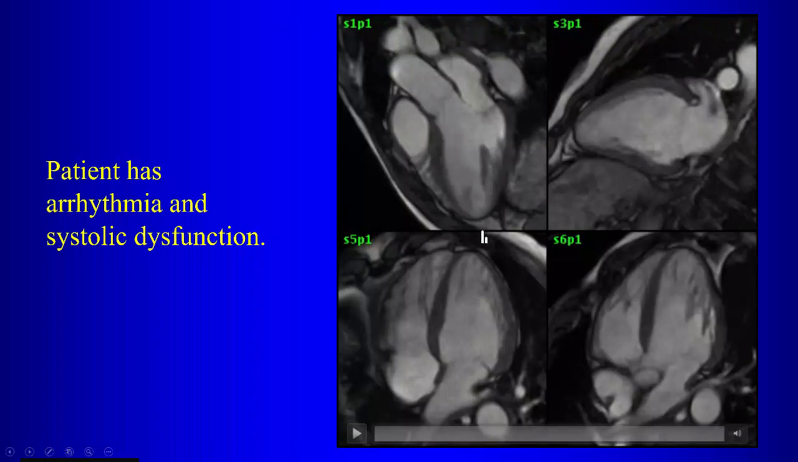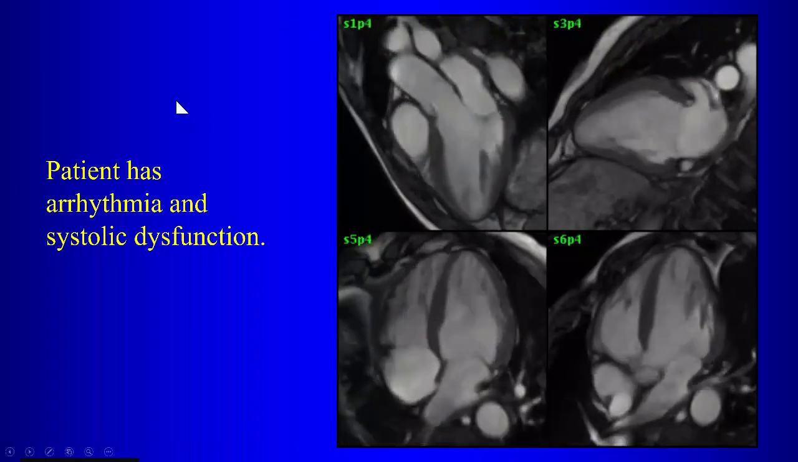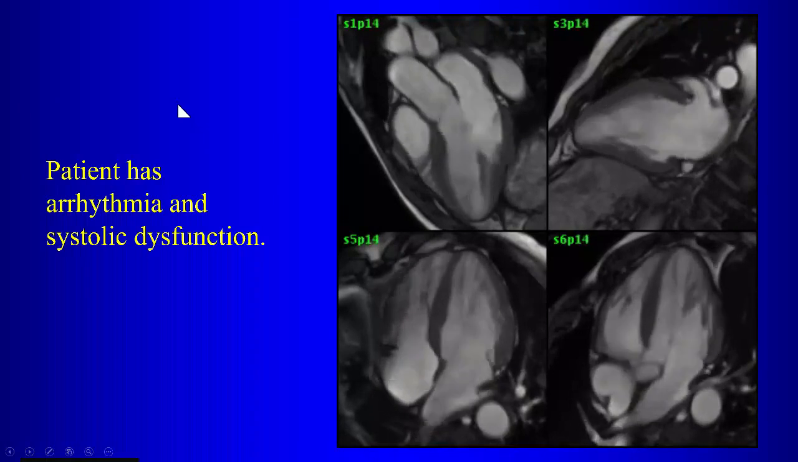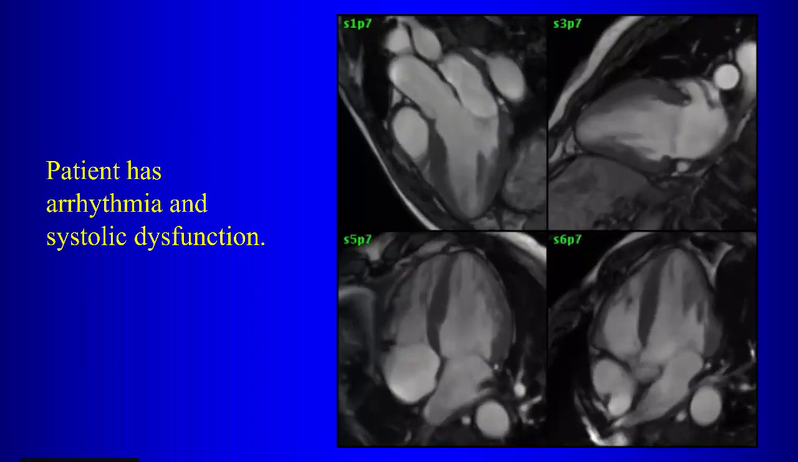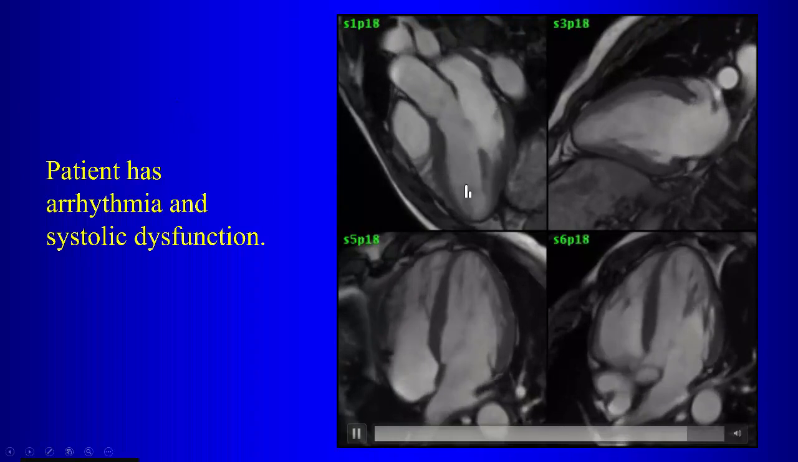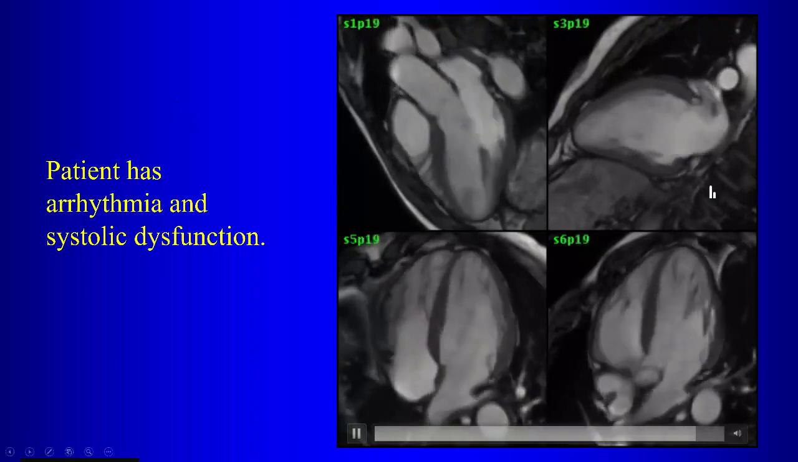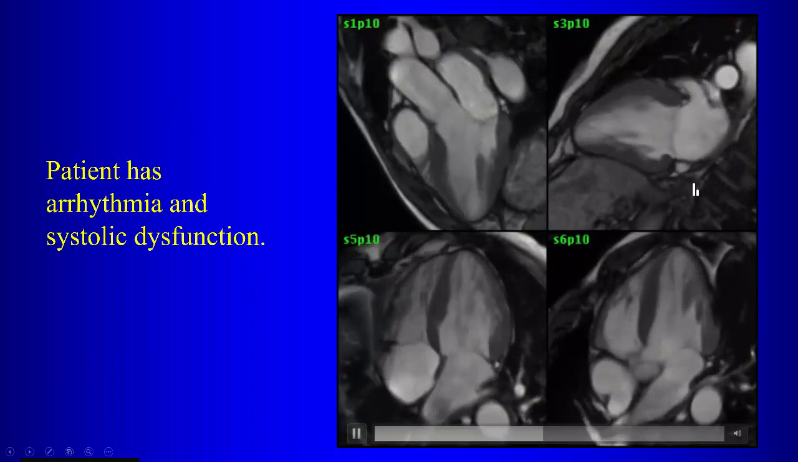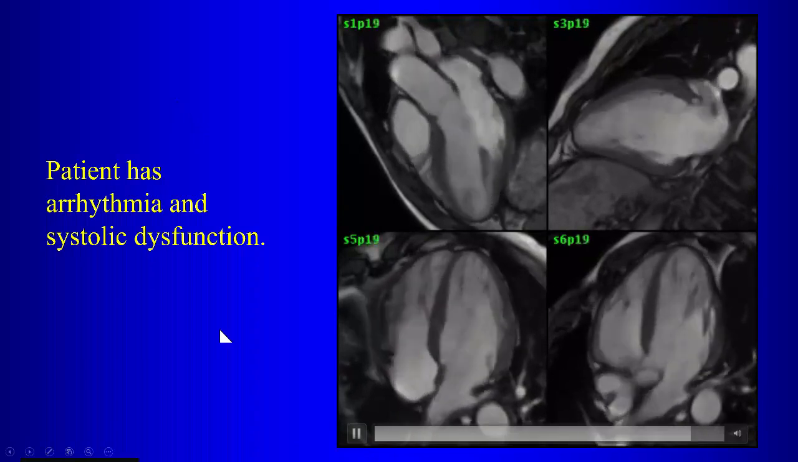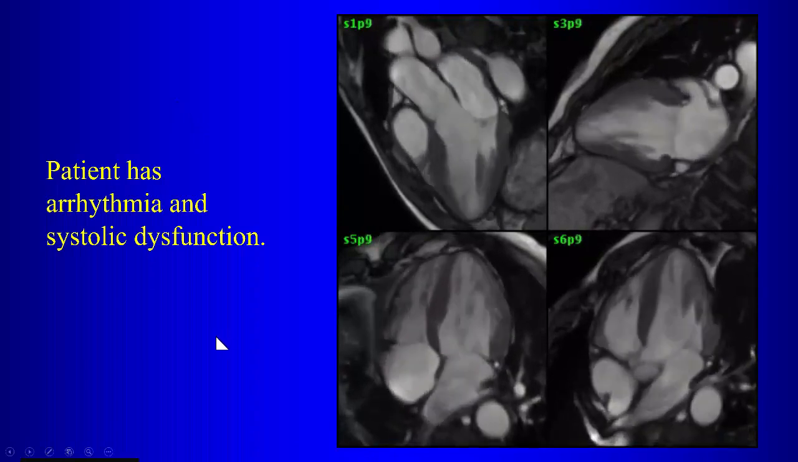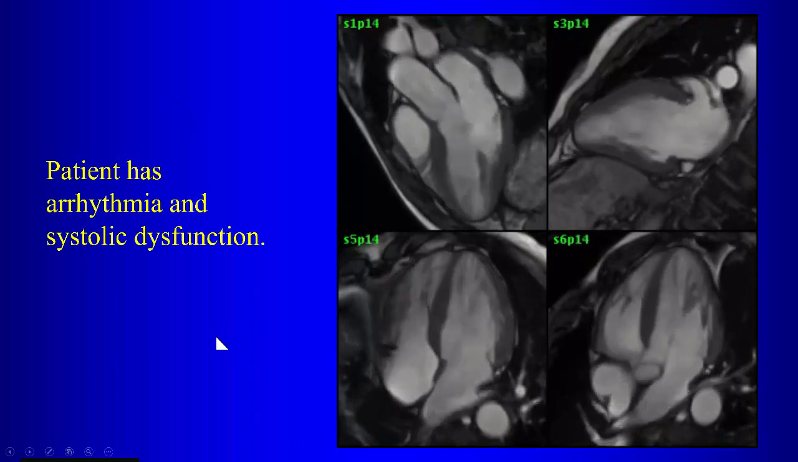Okay? So this patient has arrhythmia and systolic dysfunction. So we have various views. This view is a 3-chamber view. This one, 2-chamber, and then here we have some 4-chamber views. Anything look abnormal? Yeah, and are you surprised?